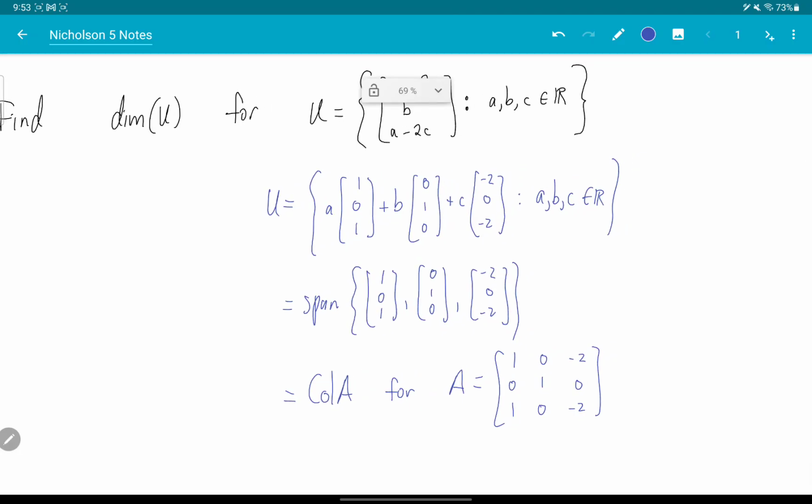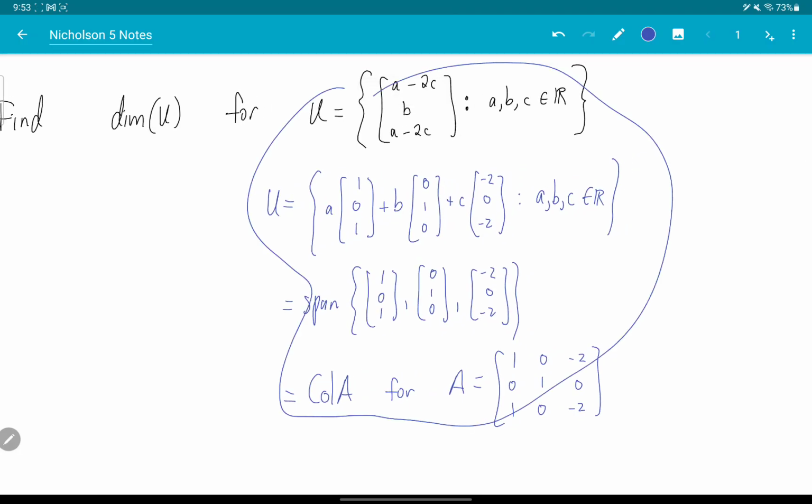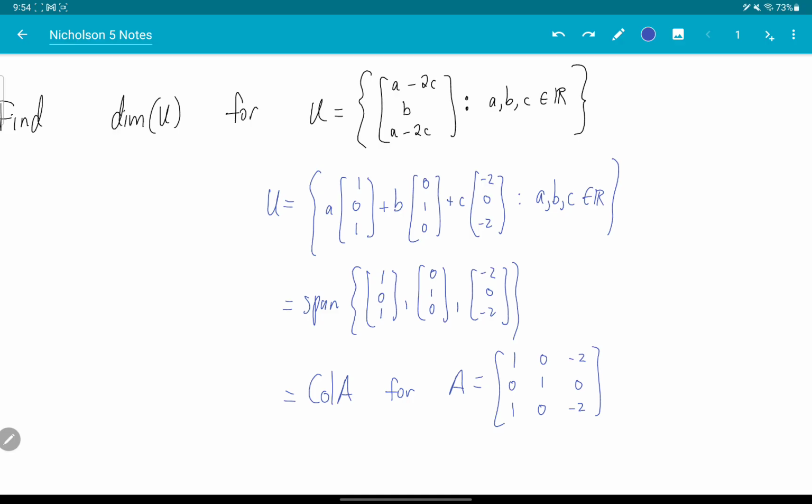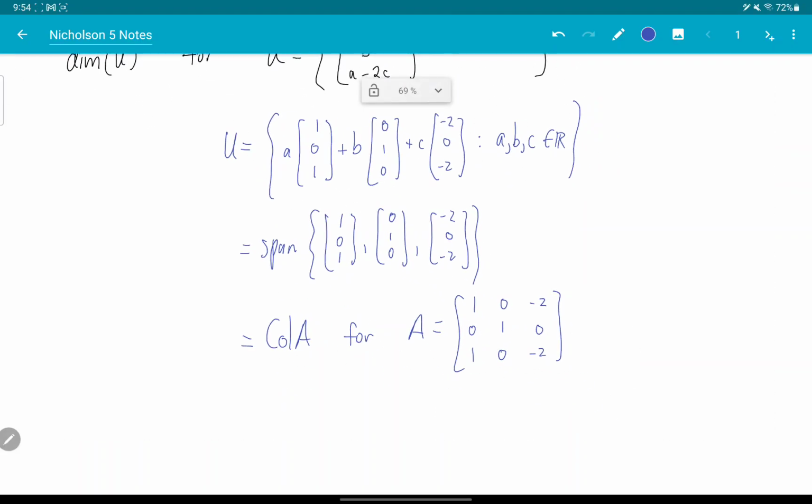Okay, so the point of this mathy calculation here is that my weird looking U is actually just a column space. So to find its dimension, I just find the dimension of the column space here. So what does that entail? That entails a quick reduction to echelon form. 1, 0, 0, 0, 0.